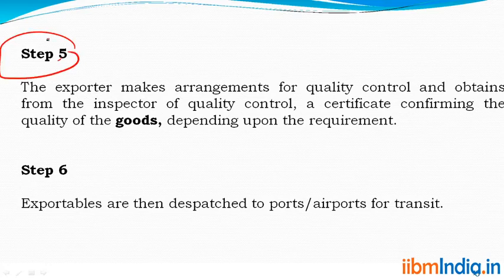Step 5, the exporter makes arrangements for quality control and obtains from the inspector of quality control a certificate confirming the quality of goods depending upon the requirement. As I have already told you, quality of the goods is very important in terms of export business. So we have different authorities in India. Those quality control teams will come to your place. They will inspect your products and services, and they will provide you a certificate of quality. Once you get the certificate of quality of your goods depending upon the requirement, only then will you be able to export those particular products.